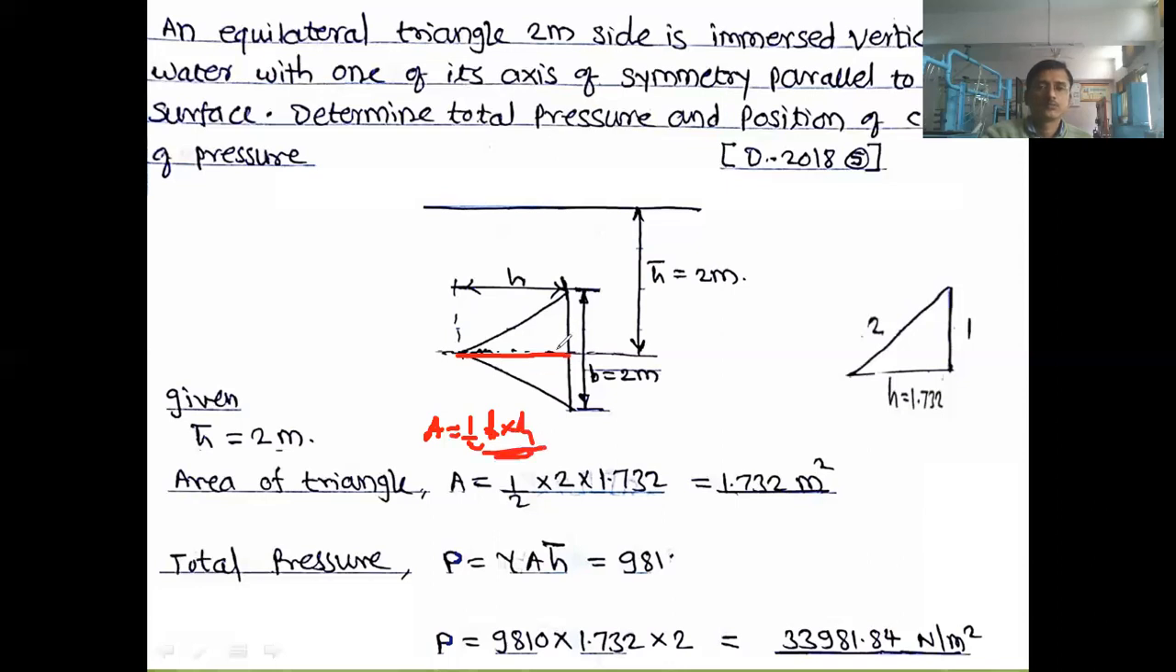H is not known, but we know this angle is 60 degree. This side is 2 meter. Opposite side by hypotenuse, that is sin 60. Sin 60 is equal to what? Opposite side, we can call it as x, divided by 2 hypotenuse. So x will be equal to 2 into sin 60. How much is it? 1.732.